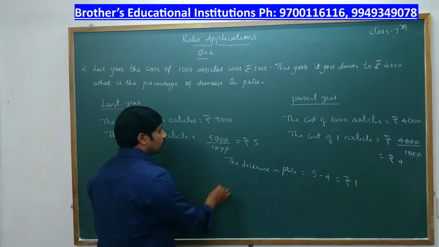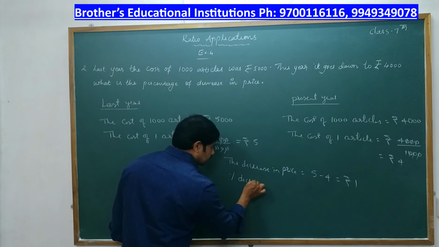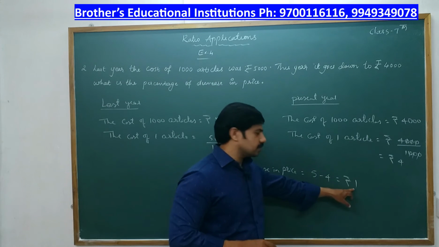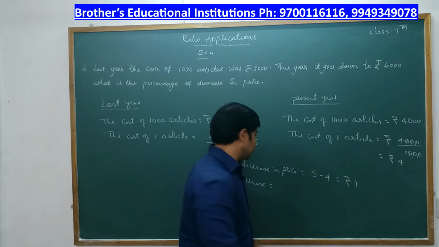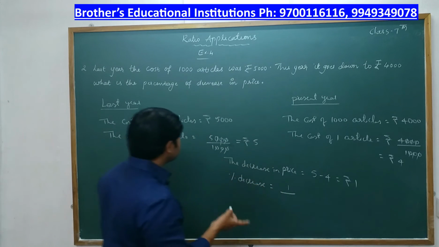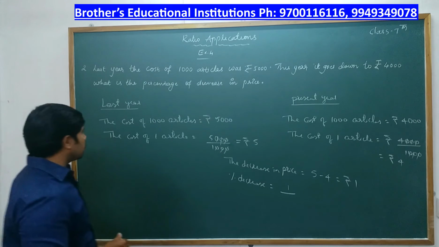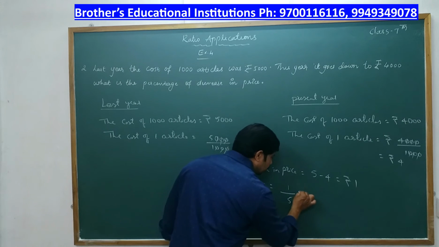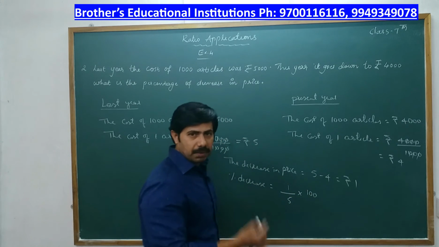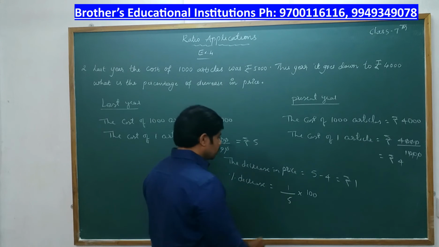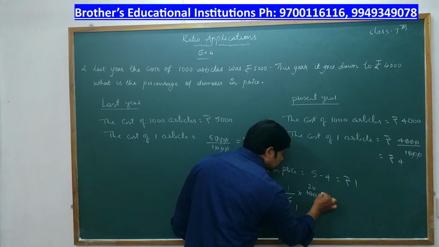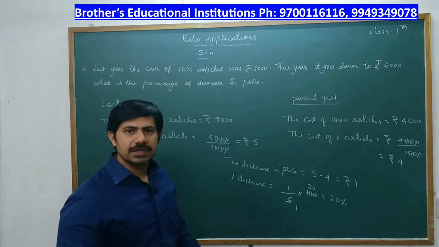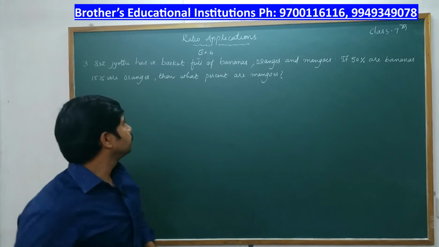Now we have to find out the percentage decrease. How to find the percentage decrease? What is the decreased price? Comparing last year and present year, it is 1 rupee. So 1 by the actual cost of the article, which is 5 rupees, into, as we are finding percentage, meaning per 100, you have to multiply with 100. So 5 ones are 5, 5 20s are 100. So the answer: the percentage decrease is 20%. So this is completed. Next problem.